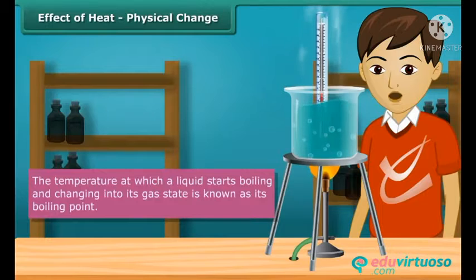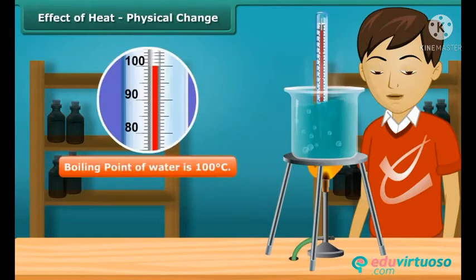The temperature at which a liquid starts boiling and changing into its gas state is known as its boiling point. Boiling point of water is 100 degrees Celsius.